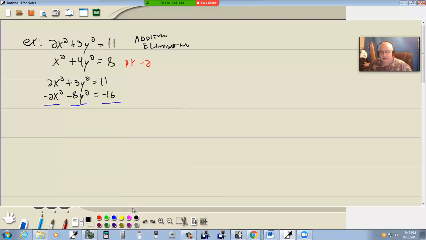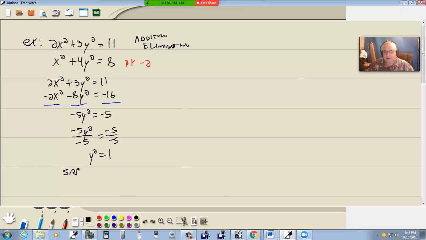We're going to add those. 2x squared minus 2x squared drops away. 3y squared minus 8y squared is negative 5y squared. And 11 minus 16 is negative 5. Now notice that one of our variables was eliminated. The x's were. That was our goal. So now we're going to solve this. So we're going to divide both sides by negative 5. And we get y squared is equal to 1.